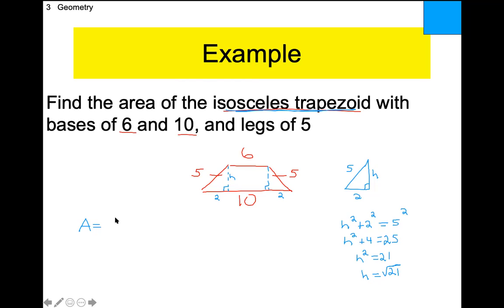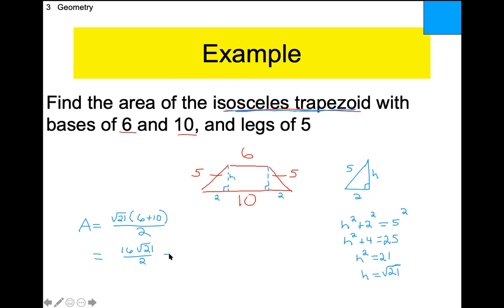4.5. No, leave it as the square root. I just did that on a calculator. I know, but leave it as the square root. The square root of 21 times the two bases added together. Yes, it's probably a pain. Most people would probably write 16 instead of 6 plus 10, all divided by 2. So 6 plus 10 is 16. So I get 16 root 21 all over 2.